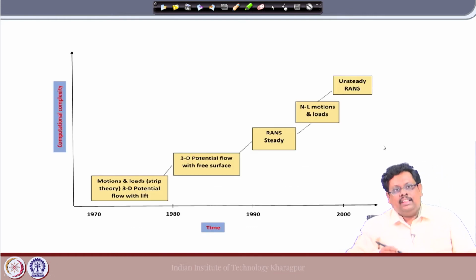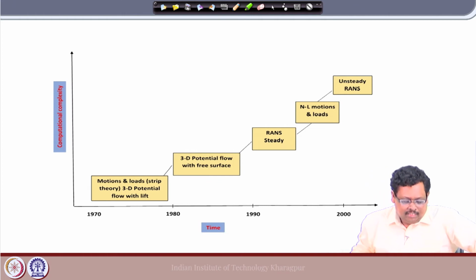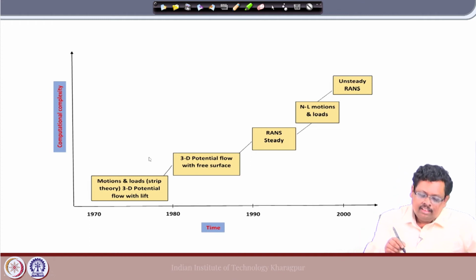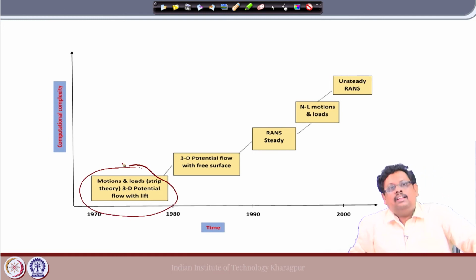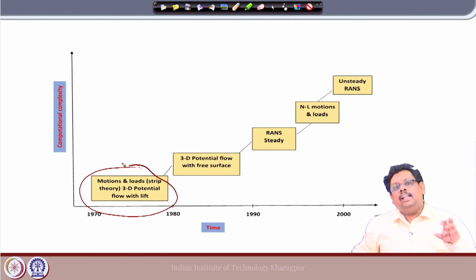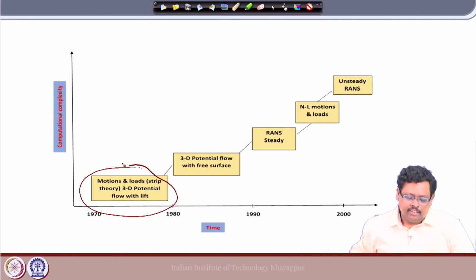Now, it is a very interesting slide. Here, year-wise, I am trying to find out where we are standing. You see that from 1970 onwards, the strip theory and the 3D potential theory were developed, and this is the first time we really tried to attack the problem. Even now, in 2022, these methods are still valid and very popular at industry level, particularly the strip theory.